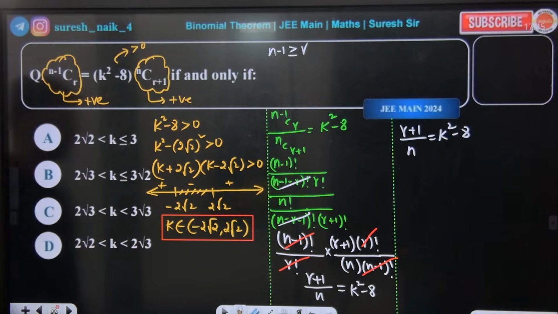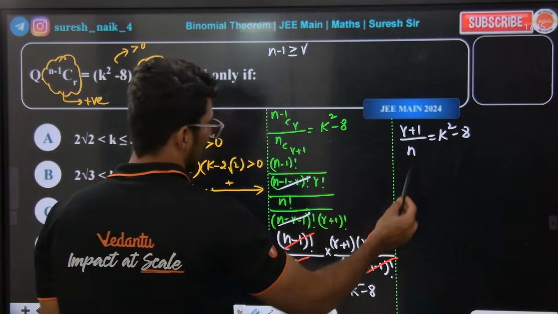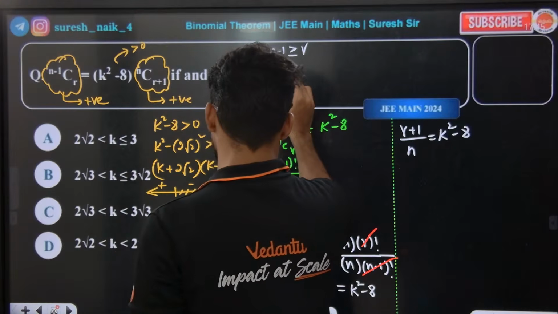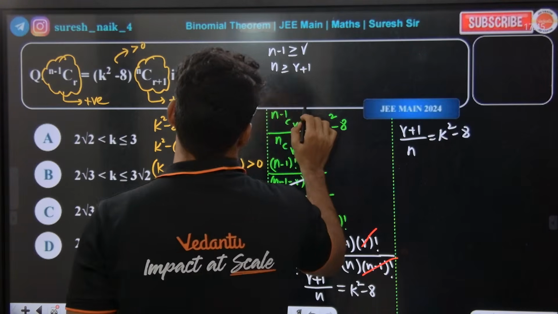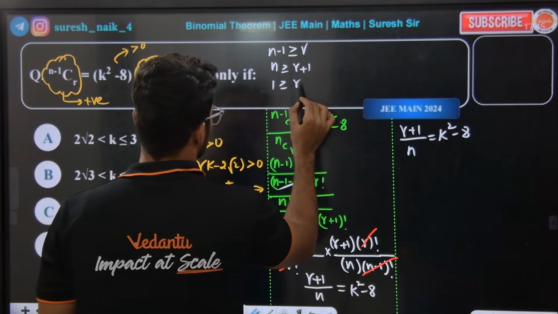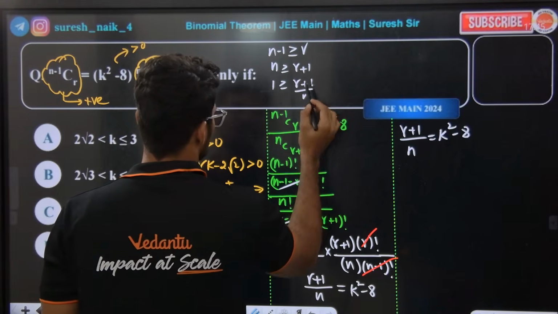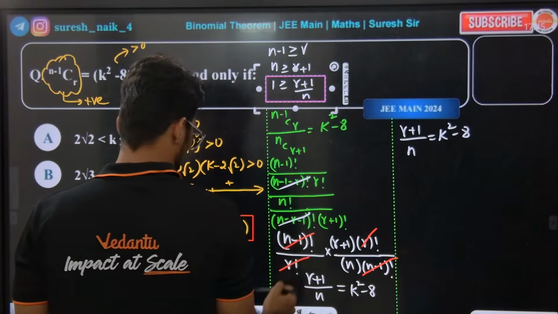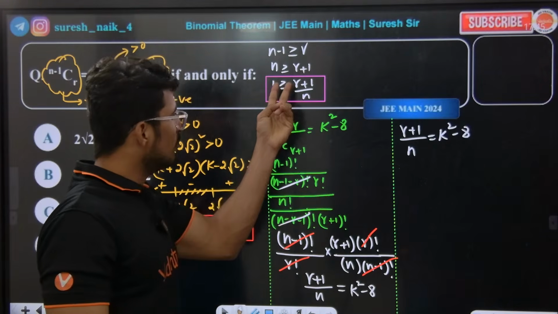Very good. Okay. What do I want? I want (r plus 1) by n. So n is greater than or equal to r plus 1. Correct? Now I want (r plus 1) by n, so I am shifting n to this side. I got this relation. Now definitely 1 is more than this.